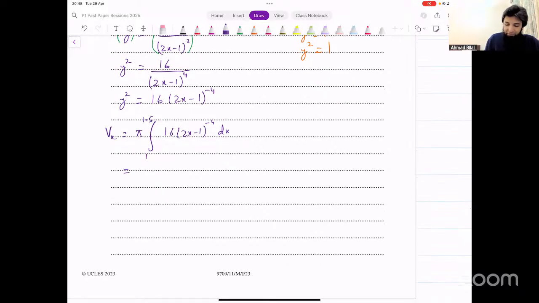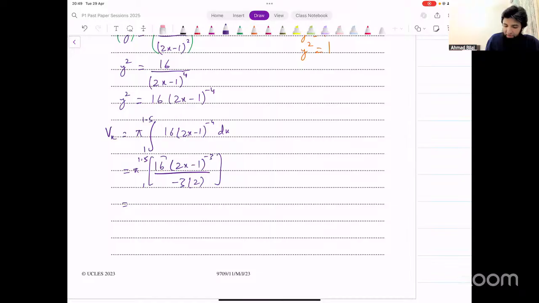Let's integrate first of all. Apply the power rule on this. 16 into (2x minus 1) whole raised to power minus 4 plus 1, that's minus 3, divided by minus 3. And the derivative of the part inside, that is 2. And now input limits. Limits are from 1 to 1.5.